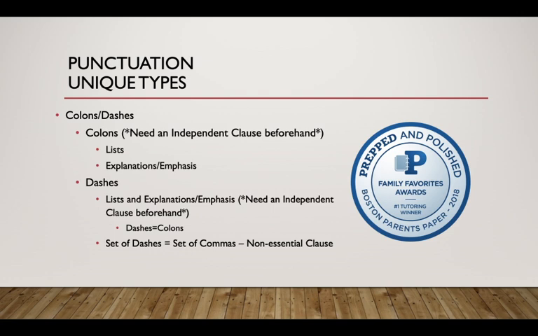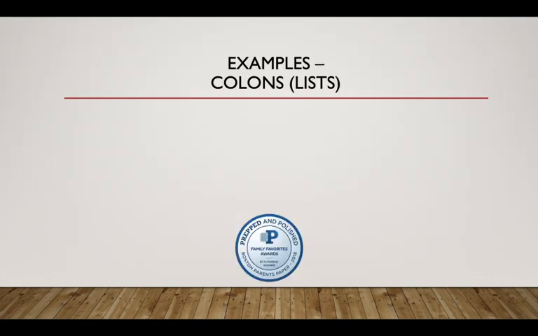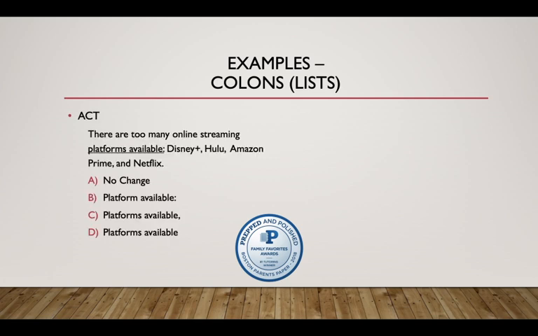So let's take a look at some examples. Specifically, colons when we use them for lists. Here's an ACT example. There are too many online streaming platforms available. Disney+, Hulu, Amazon Prime, and Netflix.